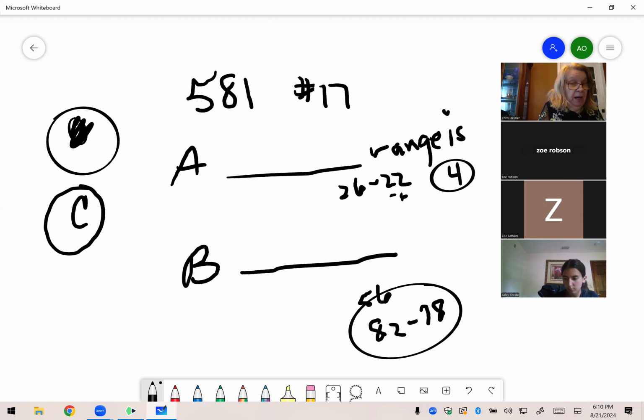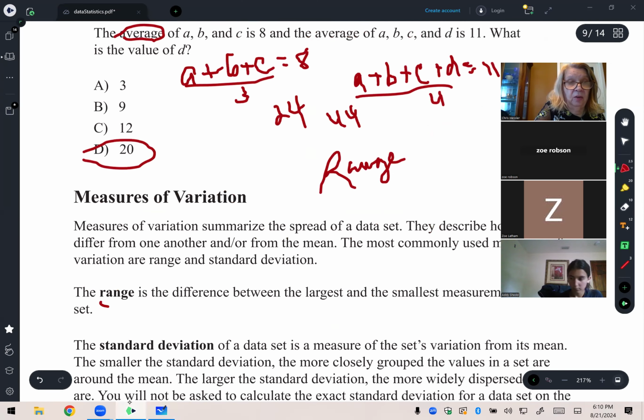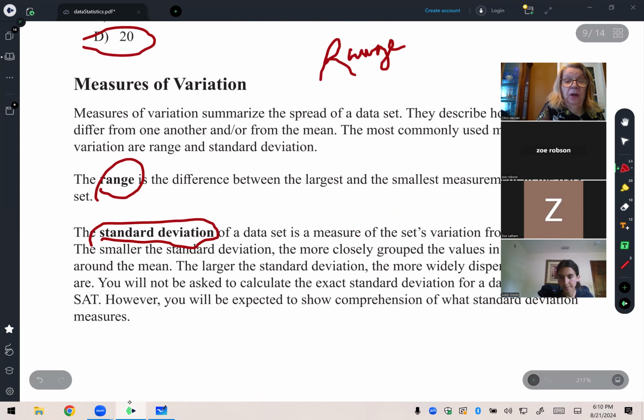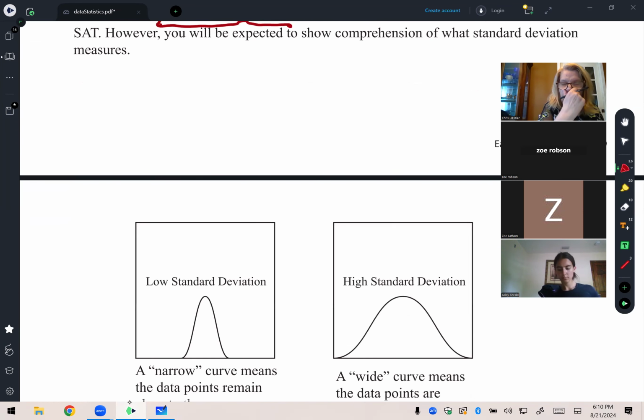Yeah. Okay, now we're dealing with standard deviation. So I'm going in the packet. We covered range. This is the other measure of variation you need, but you don't need to calculate it. You will not be asked to calculate it. You just have to understand it. And so if we go to the next page.